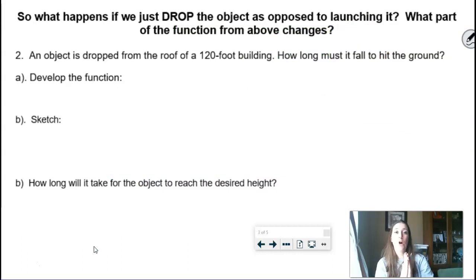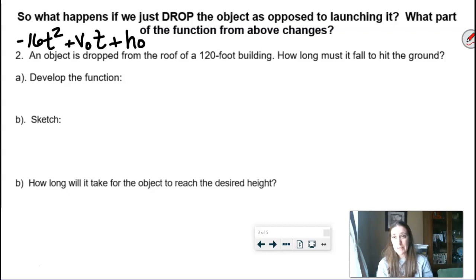Okay, so that was a launched object. What if we just drop something? So we still use the same formula. And this is measuring in feet, so we got this weird American formula. So this negative 16 t squared plus the velocity times t plus the initial height.